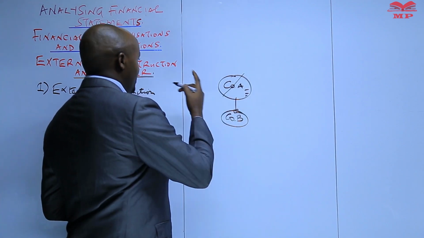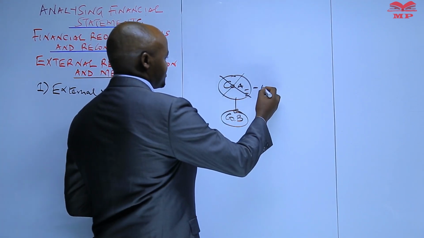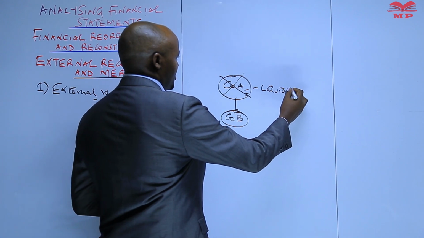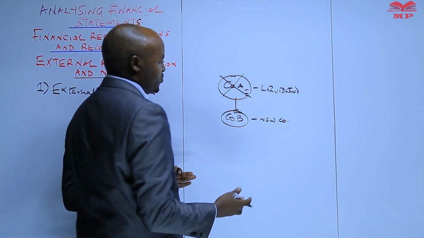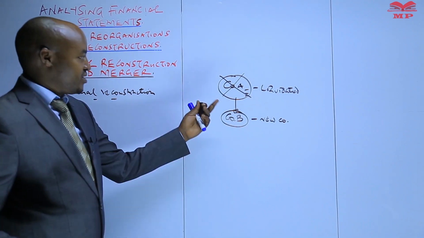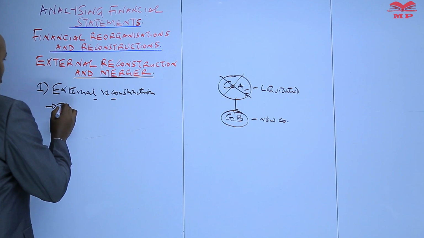You can see that in external reconstruction, the company is liquidated, and then a new company will have to be formed to take over the operation, assets and liabilities of that company.